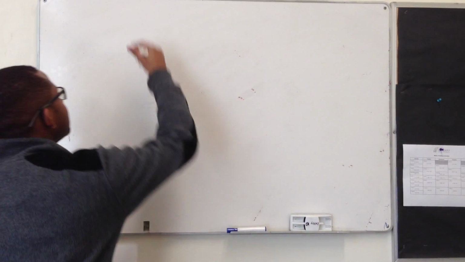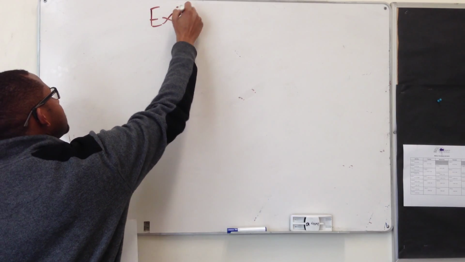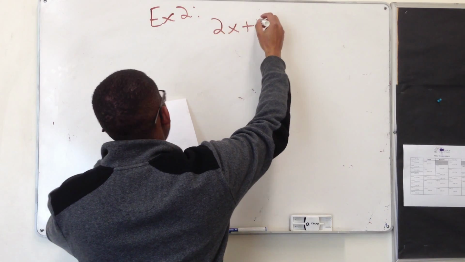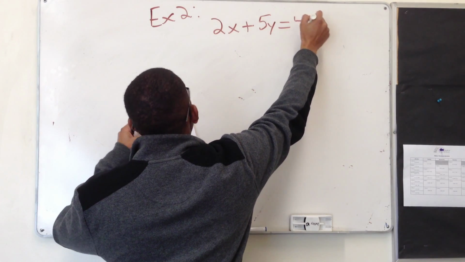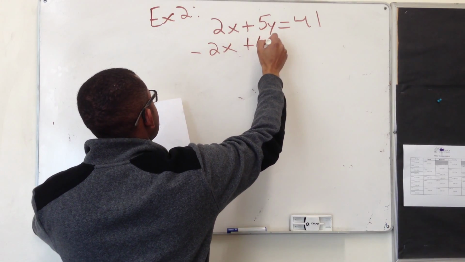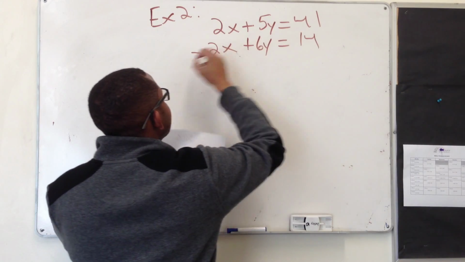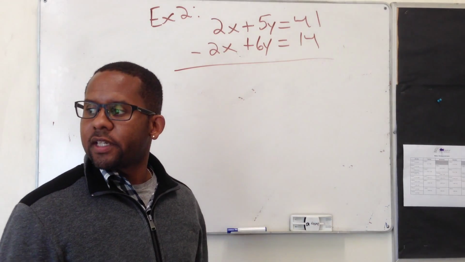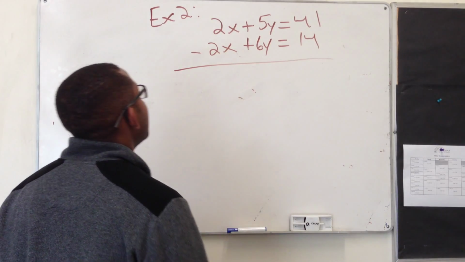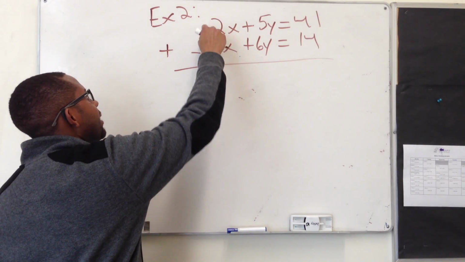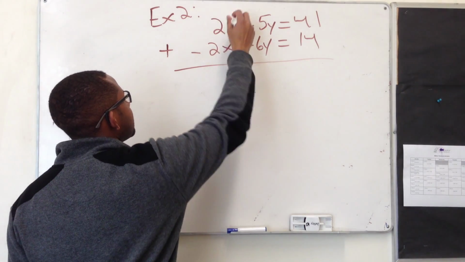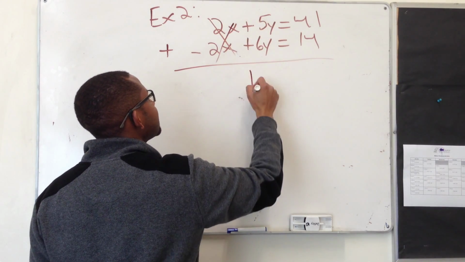So let's say example 2. Example 2 says 2x plus 5y equals 41, negative 2x plus 6y equals 14. What variables does it look like it's going to cancel out? Why don't you go ahead and figure that out right now? I'm seeing if I add these together, positive 2 and negative 2 will cancel. 2 plus negative 2 is 0, so those cancel. 5 plus 6 is 11y.